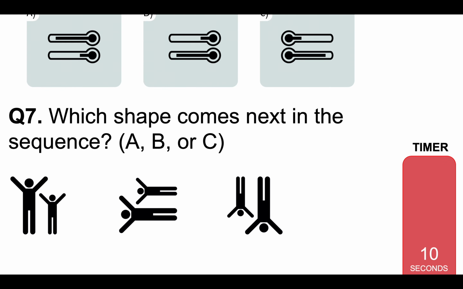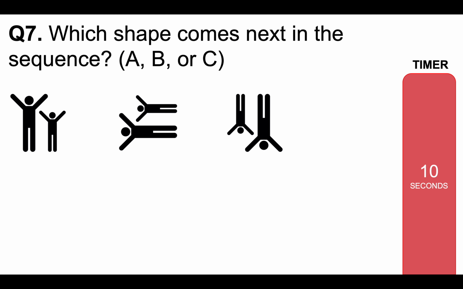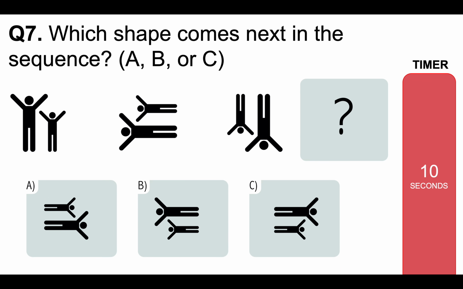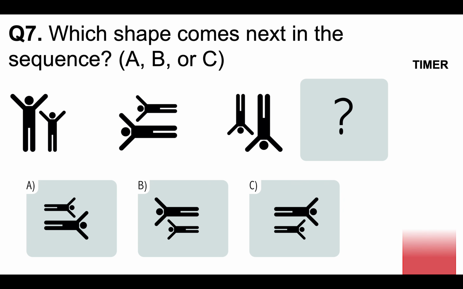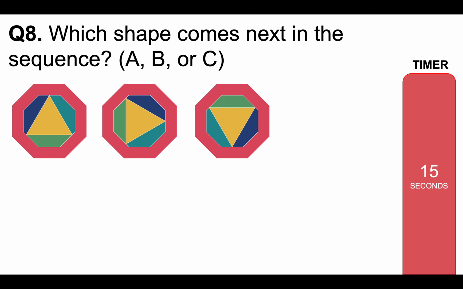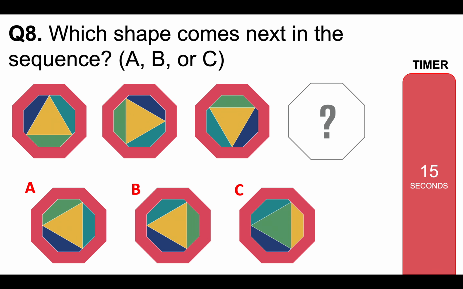Brilliant, well done. Question number 7. Again, which shape comes next in the sequence? Is it A, B or C? Here's your 10-second timer. Awesome, great stuff. Okay, and question number 8. This is a little bit harder, so I will now give you 15 seconds. Which shape comes next in that sequence? Is it A, B or C? Here's your 15 seconds.